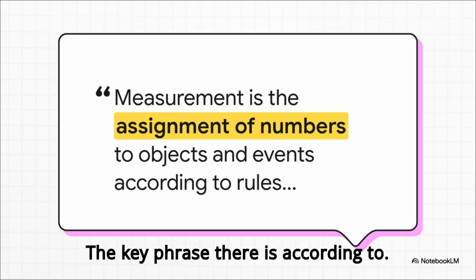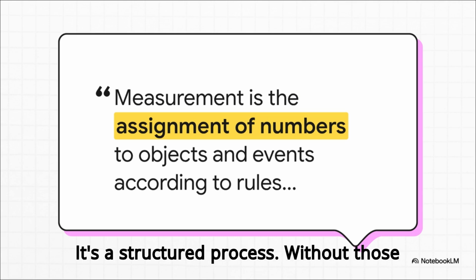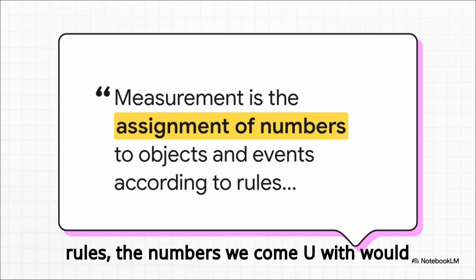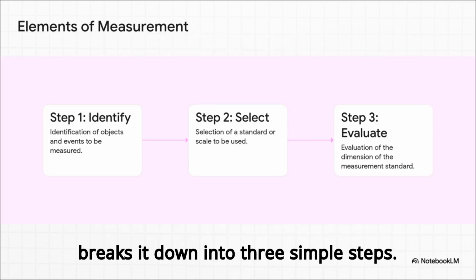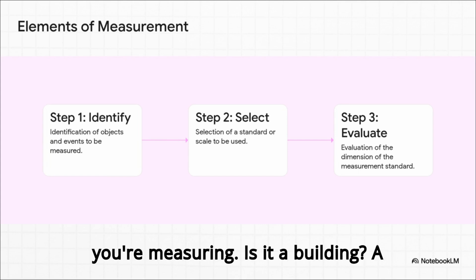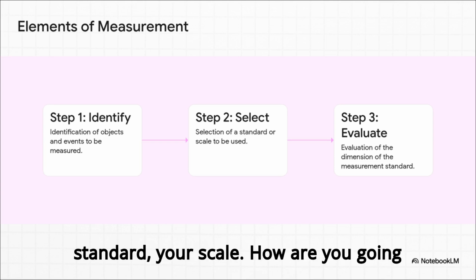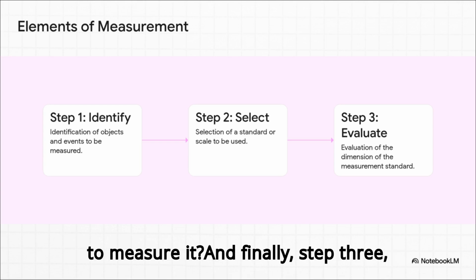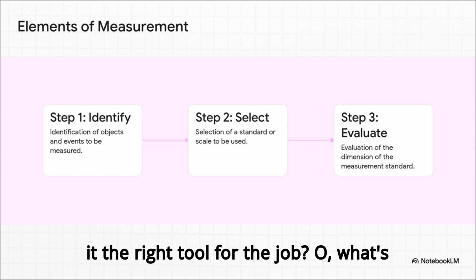The key phrase there is according to rules. This isn't just guesswork, right? It's a structured process. Without those rules, the numbers we come up with would be totally meaningless. And Chambers breaks it down into 3 simple steps. Step 1, you've got to identify what you're measuring. Is it a building, a sale, a loan? Step 2, you pick your standard, your scale. How are you going to measure it? And finally, step 3, you evaluate that scale you've chosen. Is it the right tool for the job?